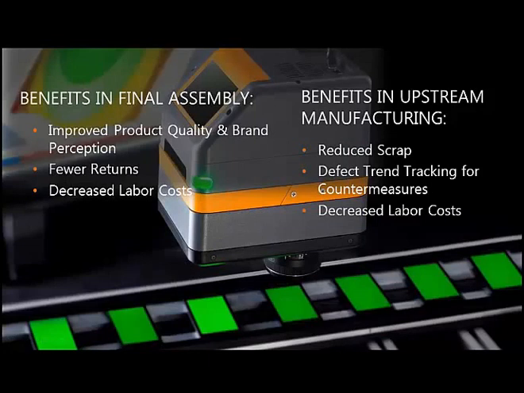So what are the benefits of doing automated visual inspection in the FPD supply chain? The big benefit is going to be improved quality and brand perception, fewer returns, and decreased labor cost. Basically, if you can find these problems before they make it to your customers, that will improve the perception of your brand and improve the quality of your product and produce higher and more consistent results.